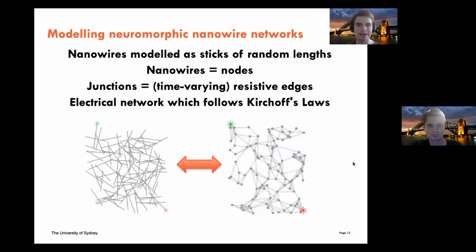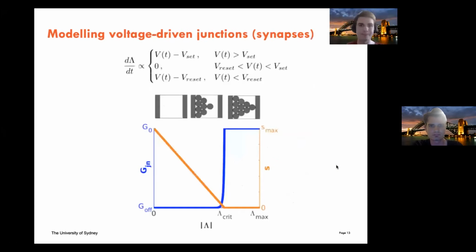And the way we model these networks is we model the nanowires as sticks that are randomly placed on a 2D grid. And these sticks have random lengths drawn from a gamma distribution. And then we map this nanowire representation onto a graph representation where the nanowires are nodes, the junctions are time-varying resistive edges, and the whole network is an electrical network which follows Kirchhoff's laws.